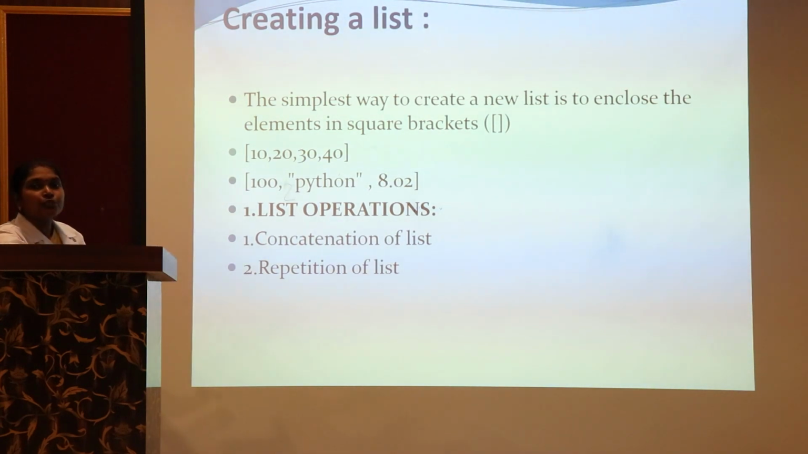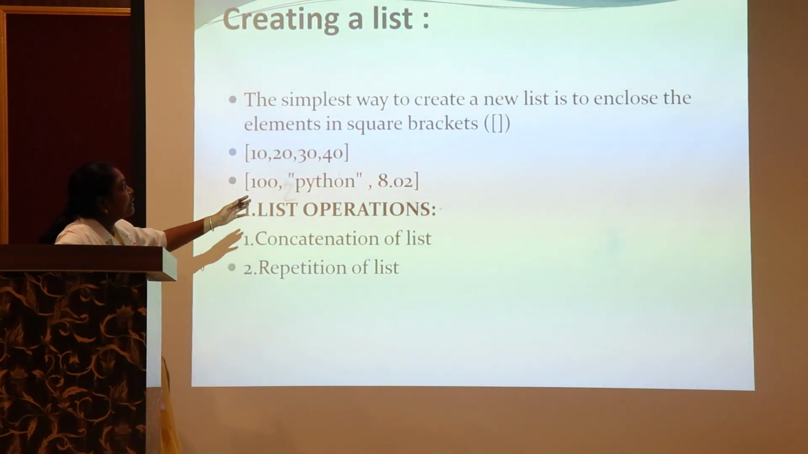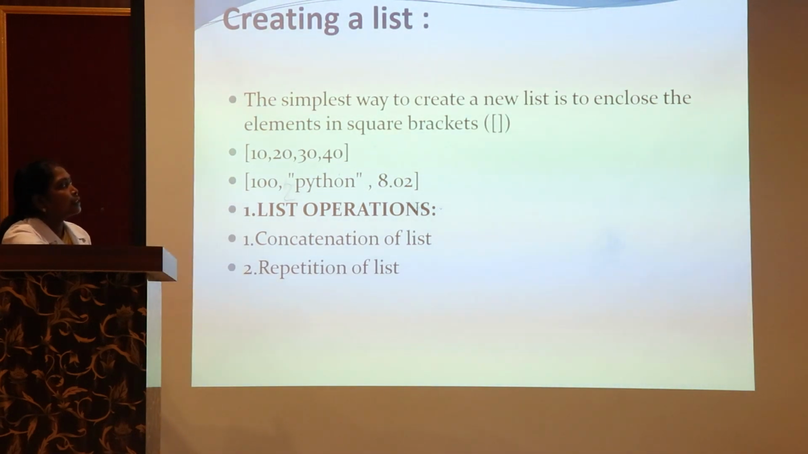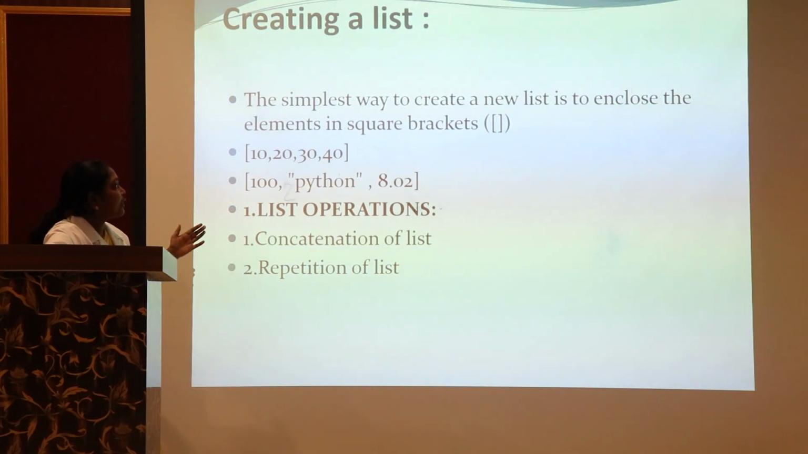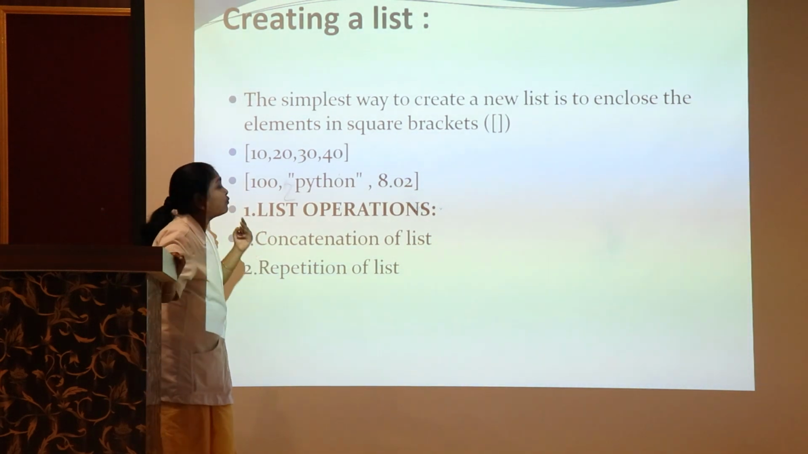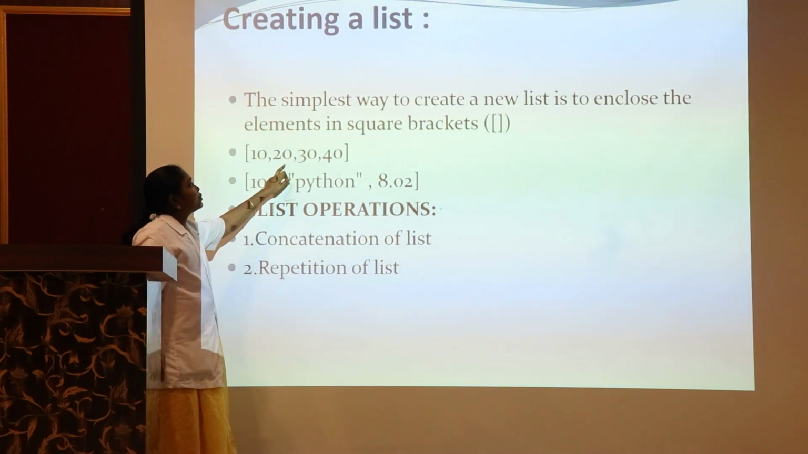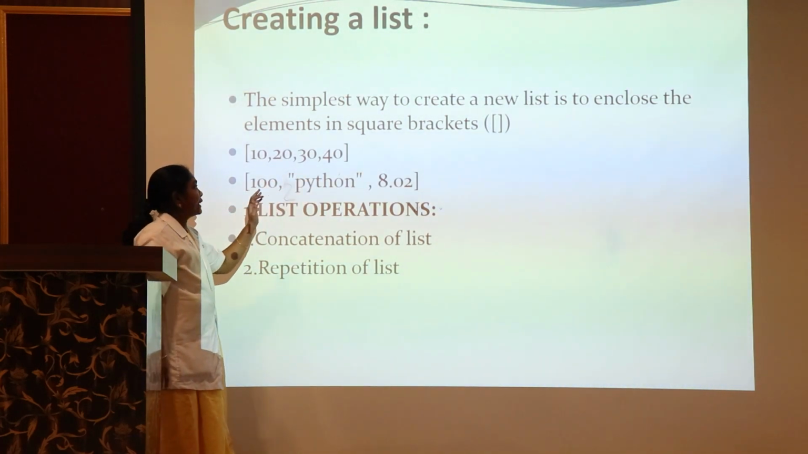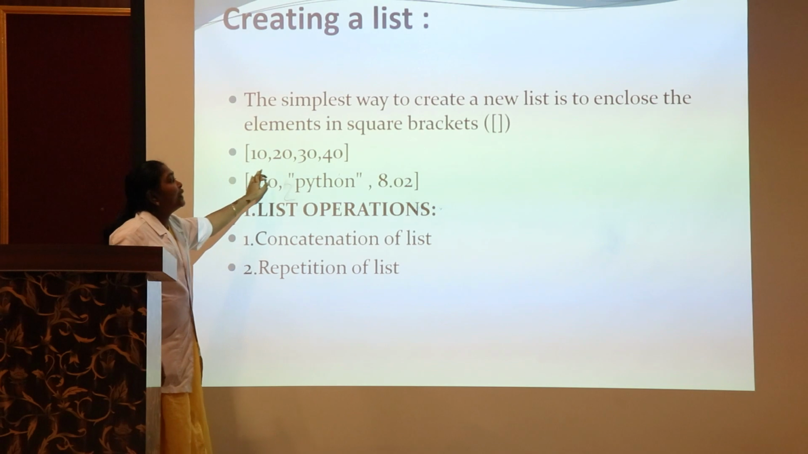First you should understand how to create a list. The simple way to create a new list is to enclose the elements in square brackets. First, take the elements. I want to select 4 elements: 10, 20, 30 and 40. So this is one of the lists.